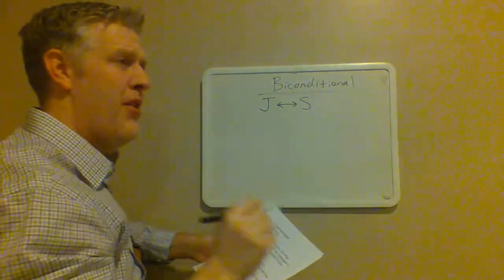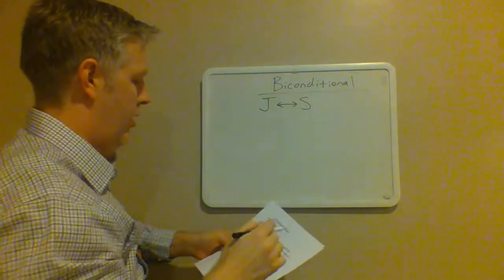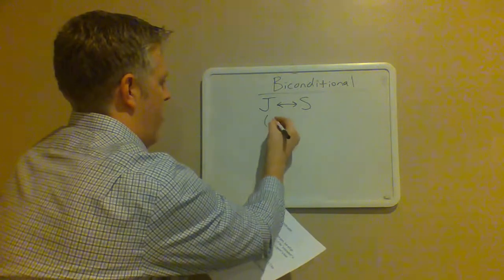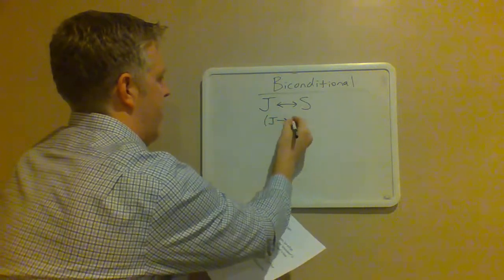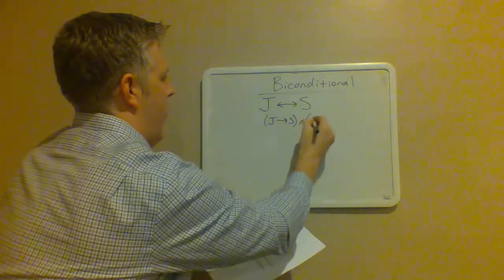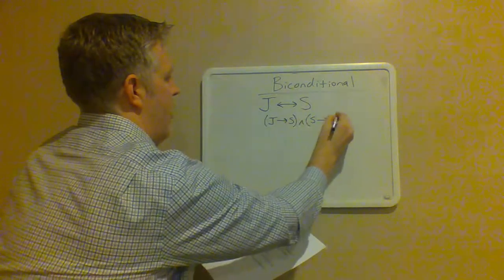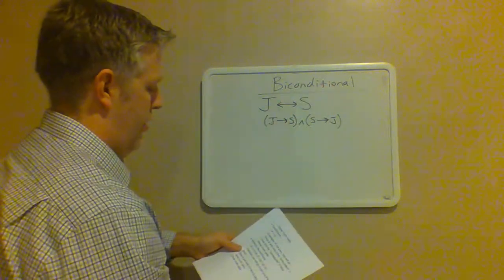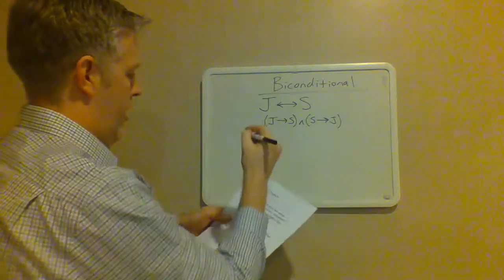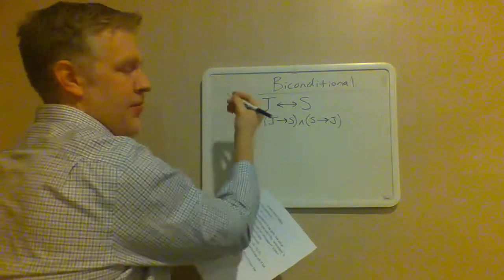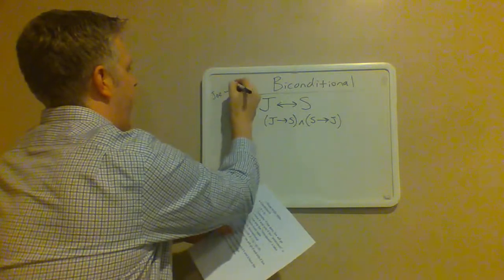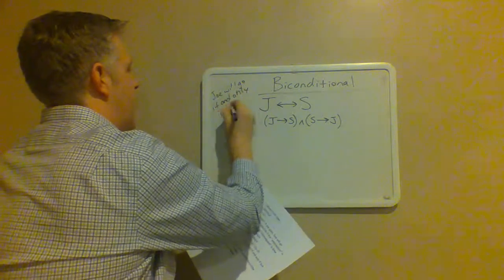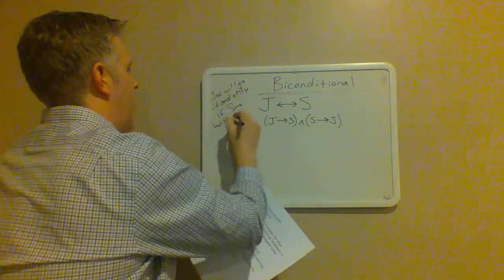Now, I don't remember them showing you to symbolize it that way in the textbook. How they symbolized it was this, and this works equally as well. You'd have if J, then S, and if S, then J, right? Because it is basically conditional going both ways, hence biconditional. Okay, so if we go, it'll sound something like this: Joe will go if and only if Sue will go.